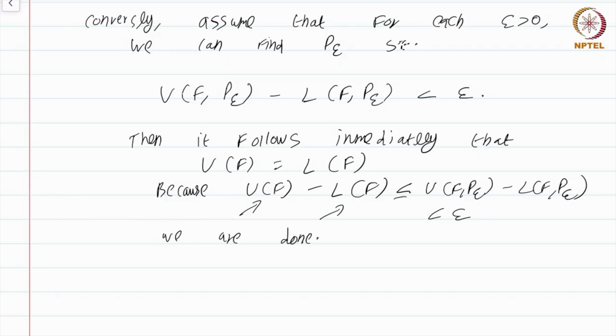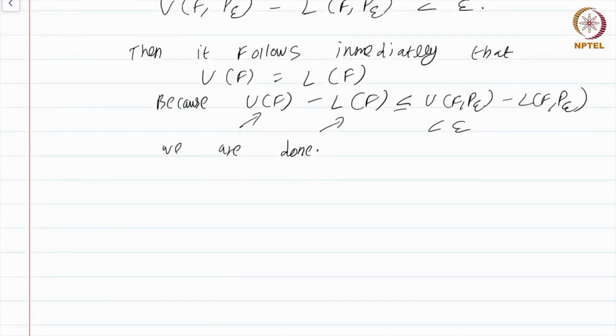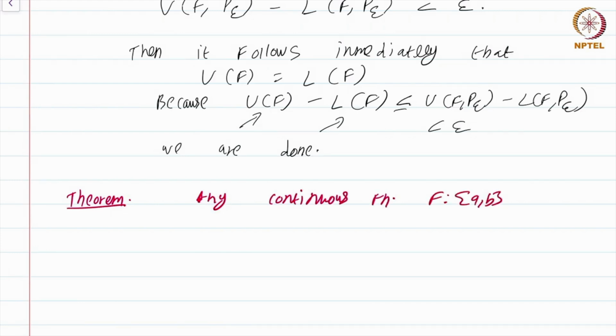So this was a rather simple criteria. In fact, it just rephrases the fact that U(f) equals L(f) in a slightly different language. But this is very useful, as can be seen in the next theorem. Any continuous function f from [a, b] to R is Riemann integrable. Now here is a situation where we will not just use continuity, we will use uniform continuity in the proof.